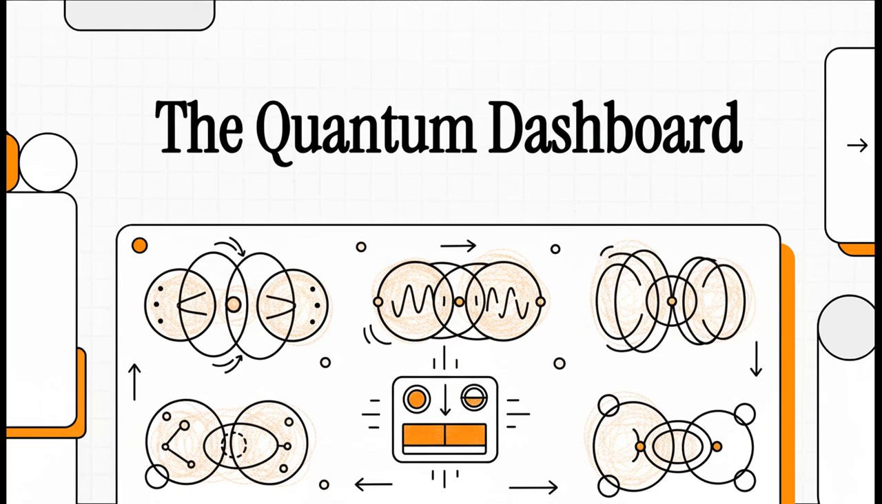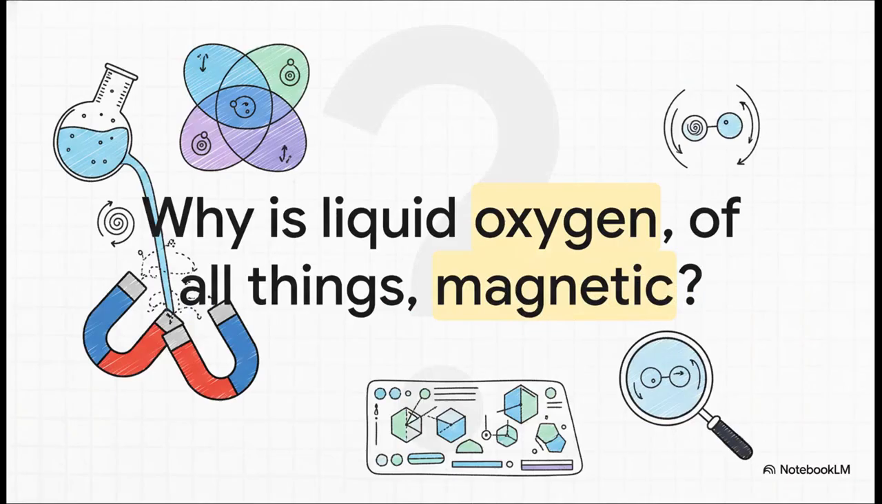All right, today we are diving deep into something called molecular orbital theory. Now, I want you to think of it like a quantum dashboard for molecules, a control panel that lets us see exactly how they're built, why some are super stable, and what gives them all their wild and unique properties. But to really get why this is so cool, let's start with a puzzle.